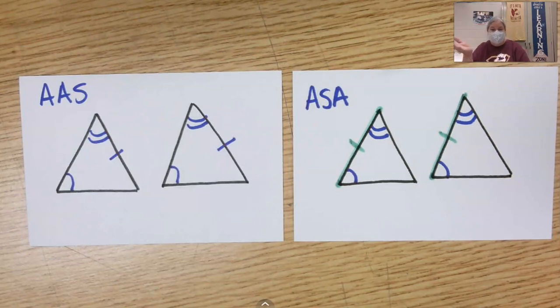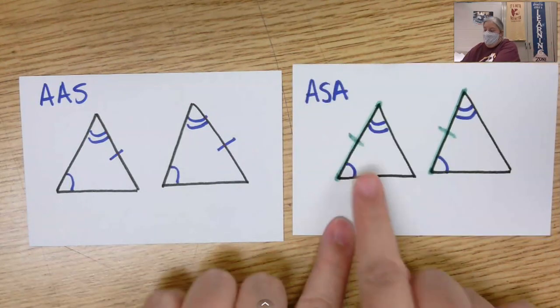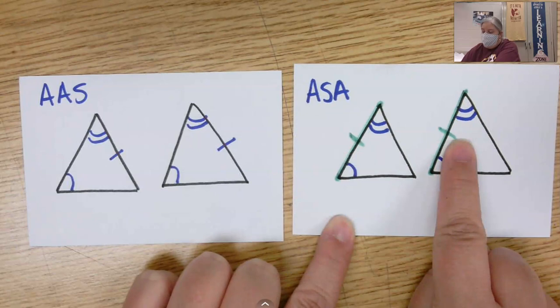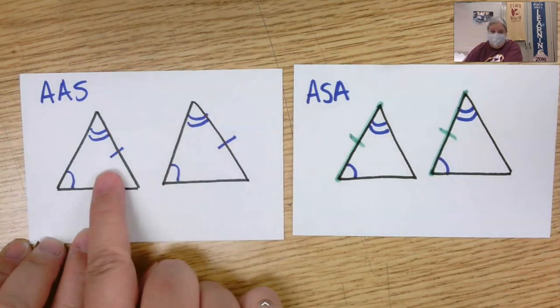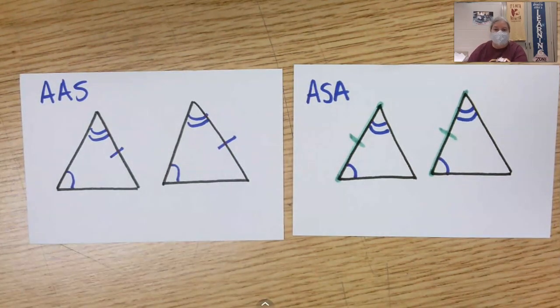Like maybe it was included on one triangle and not included on the other triangle, that'd be a problem. But as long as they're consistent and either both are the included side or both are not the included side, then you're going to have congruent triangles by either AAS or ASA. Okay, so let's look at a few of those first before we talk about hypotenuse leg.